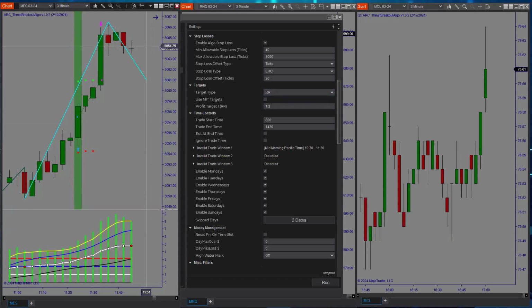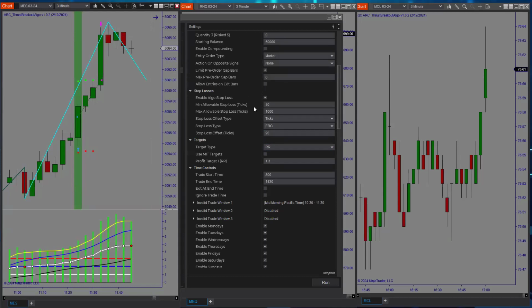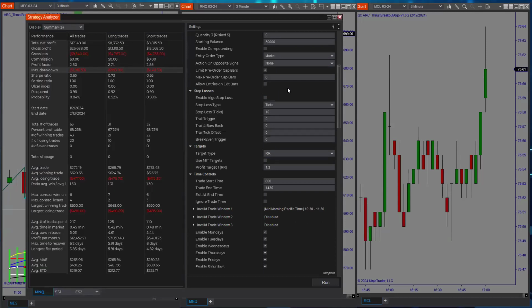Cool. Yeah, auto break even. There was a question on that, so let's do that. I'm going to disable the algo stop loss. Break even trigger. Now you have that, and this is going to be based on ticks.